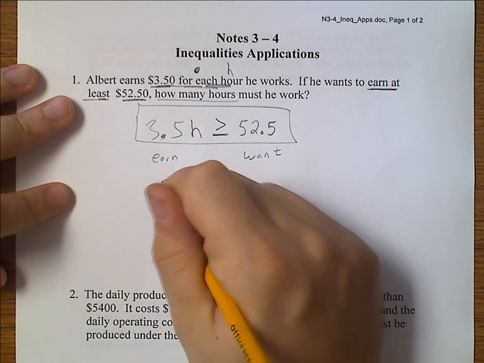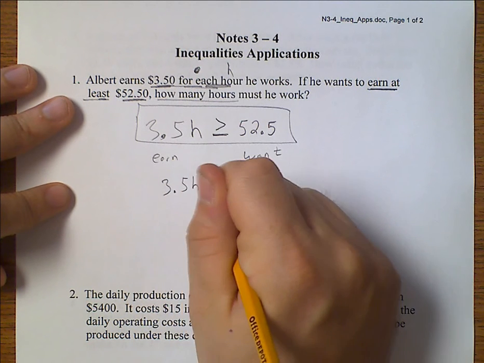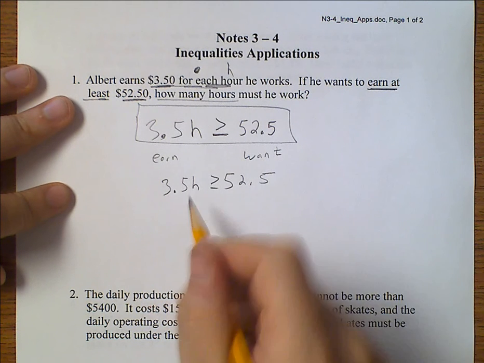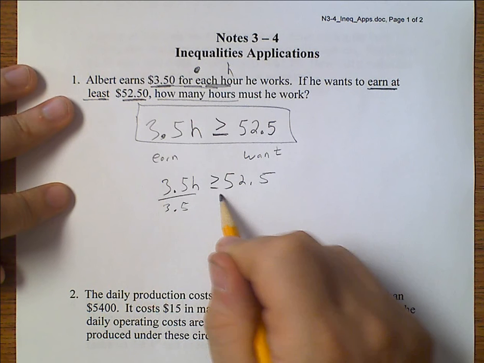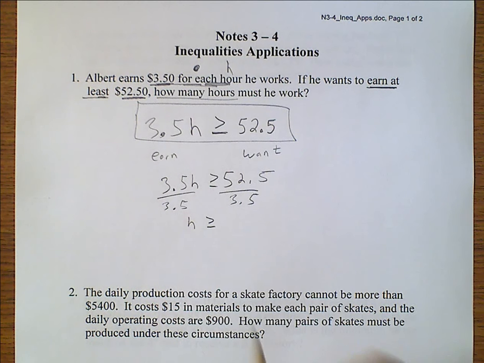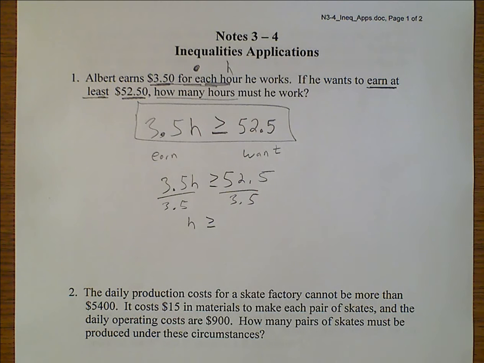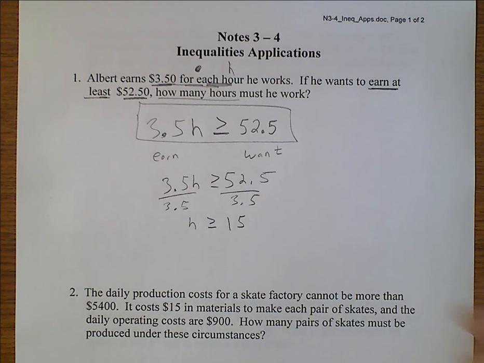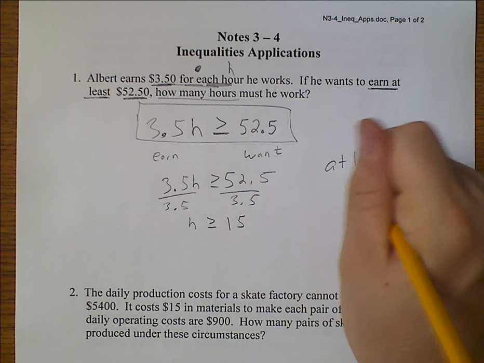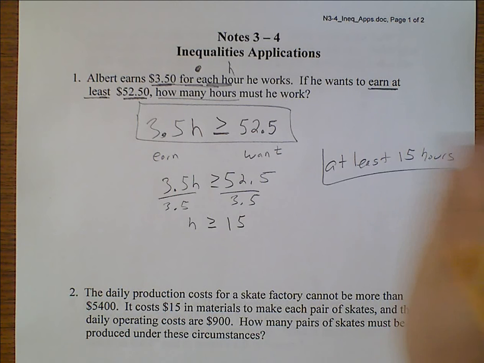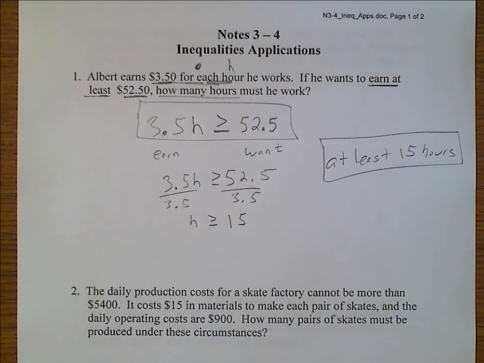So 3.5h greater than or equal to 52.5. To get h by itself, I need to divide both sides by 3.5. And 52.5 divided by 3.5 comes out to 15. So I need to work at least 15 hours, or Albert needs to work at least 15 hours in order to earn $52.50.